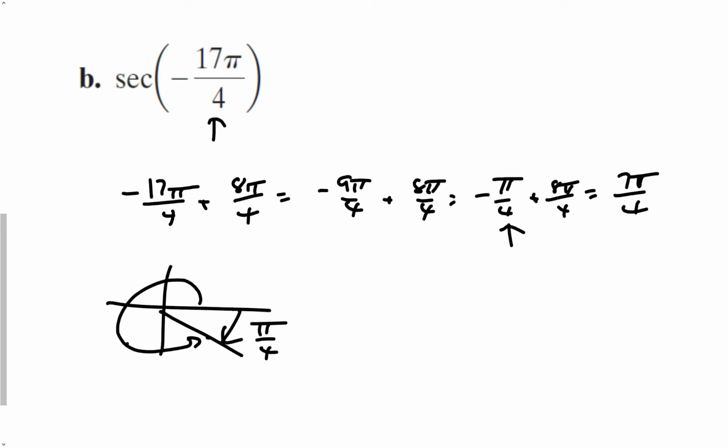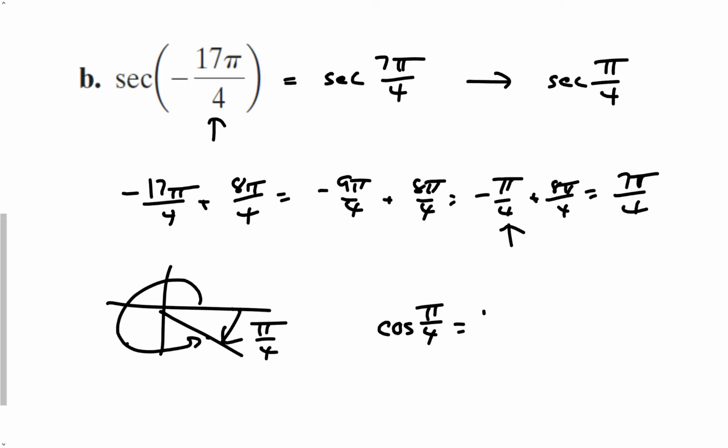So that means that the secant of negative 17 pi over 4 is going to be the same as the secant of 7 pi over 4, right? And it may or may not be the same as the secant of pi over 4, just depending on the sign, okay? So next, I don't memorize secants, but I know that the cosine of pi over 4 is equal to the square root of 2 over 2, and that it is positive in the fourth quadrant.